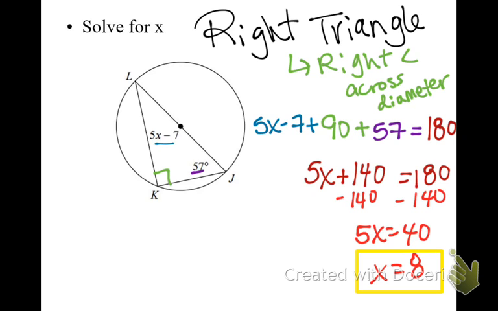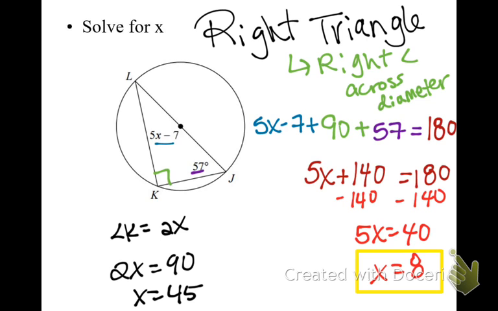So on your quiz, yours was actually easier than this. Your quiz said the measure of angle K was 2x, and then it said to solve for x. What do we know about angle K? It's a right angle. 2x equals 90, and x would equal 45. So yours was actually easier than this. But if you don't know where the right angle is, or that it's a right angle, you won't be able to do the problem.